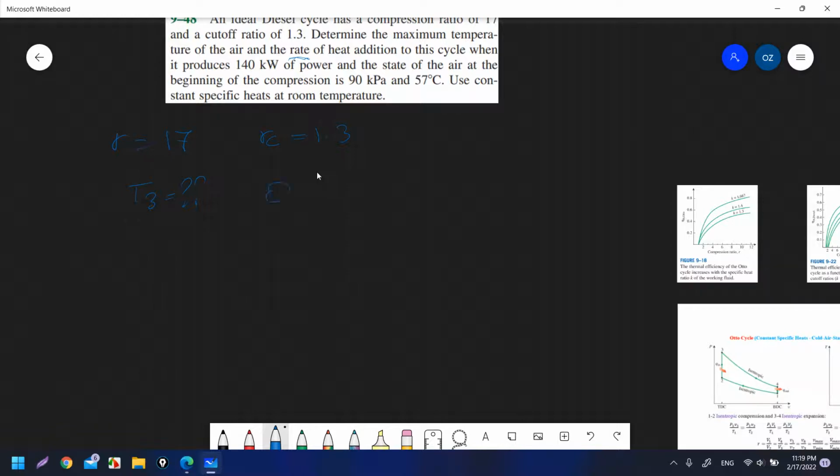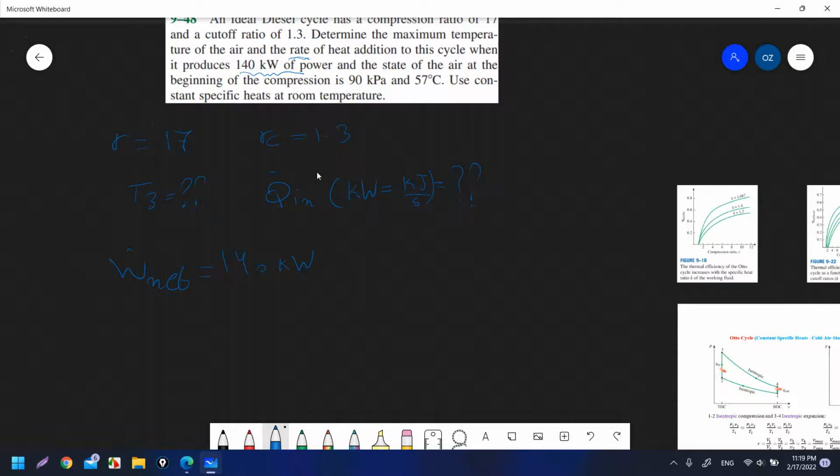So the rate of heat addition is Q dot n. This one is in kilowatt, okay, and it's equal to kilojoule per second. Okay, we want to find Q dot n to this cycle when it produces 140 kilowatt of power. So power also means dot, rate, okay? So we have W dot net, that is power, 140 kilowatt.